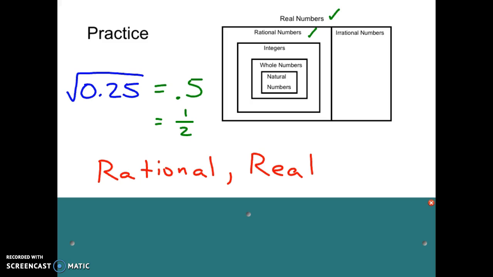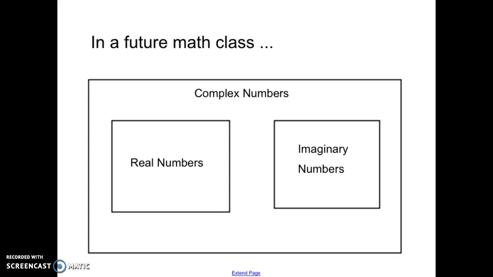Now, part of the reason that we include real numbers every time we do this is because, while real numbers are the major set that we're working with here, real numbers are not the biggest classification of numbers. That would be complex numbers. And real numbers are basically just a subset of those complex numbers. But you'll be working on those again later in another math class.